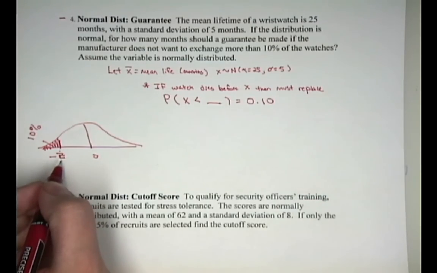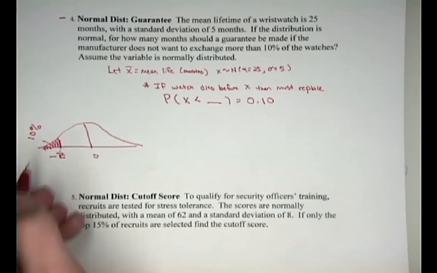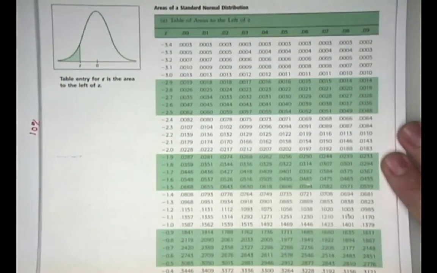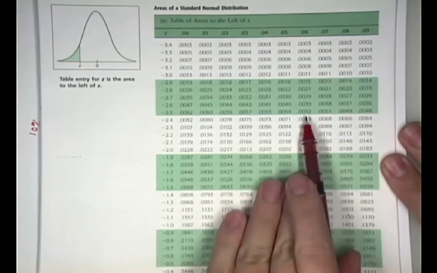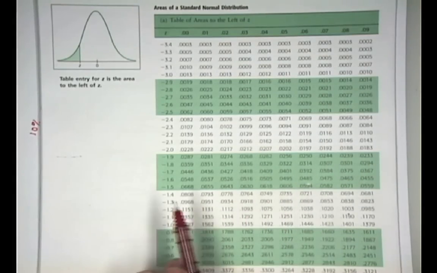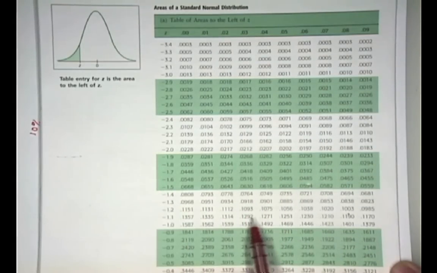And then what you have to do, since you know it's a negative z and you know you're looking for 10%, you've got to go inside your table here and search in the table and try to find 10%. You won't find it exactly because you never do, but you got to try to get as close as you can. So I'm going to come down here at about negative 1.2, and if you look in here, we're getting really close to 10%. There's 1038, there's 1020, there's 1003, and there's 0985. That's too far off. That's too far off.